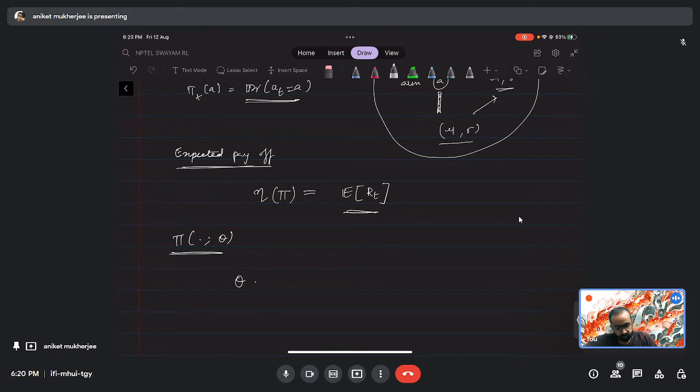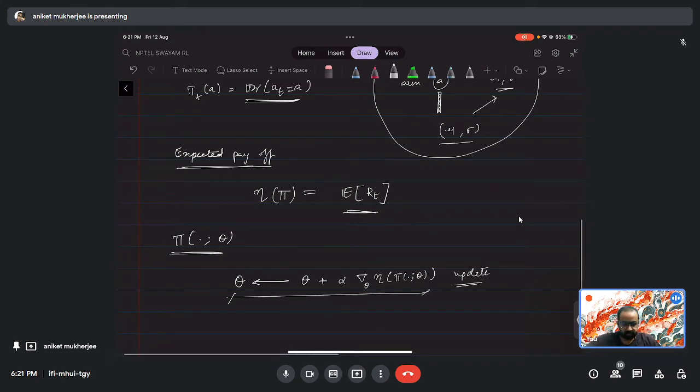So what you do is you update theta at each and every step: theta plus some alpha times the gradient with respect to theta of phi. Now since phi is dependent on theta, I can write it out. So this is my update policy. This is how I update the parameters so that I can update my policies. But that is also clear.